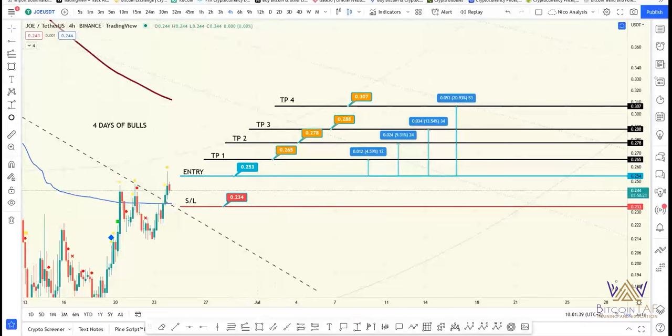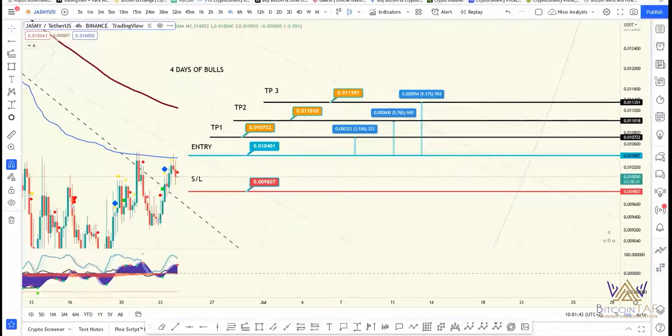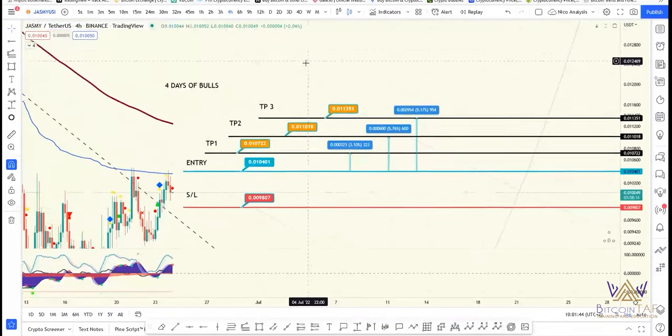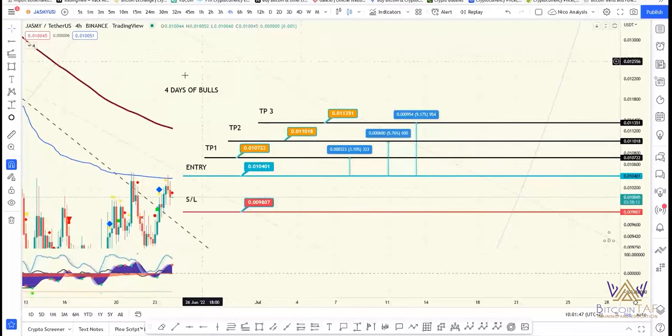And then this is Jasmine, that you guys can go and add to your trades and to your trade setups.